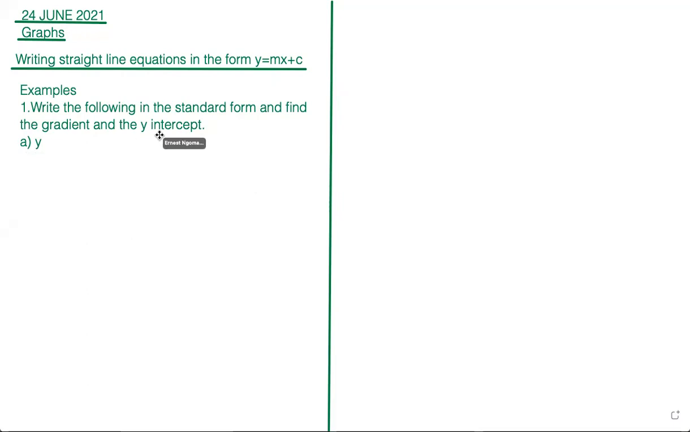We want to find ways of writing certain equations that are given in the form y is equal to mx plus c, and that is the standard form. Once you are able to do this, you are able to pick out the gradient and the y-intercept. Sometimes they just give you an equation and ask, what is the gradient of this equation? And that equation is not in the form y is equal to mx plus c. So the first thing that you need to do is write it in the form y is equal to mx plus c. That's what we're going to do today.